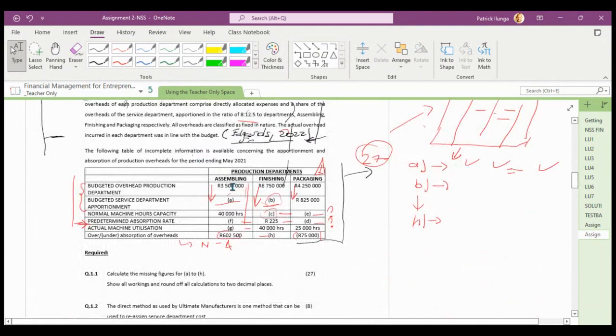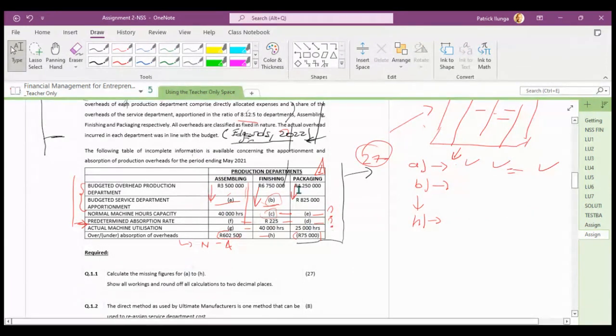Again, I say question one for assembling and finishing, very easy again. David, that will be quite easy. But I did say packaging here, be careful because there's two unknowns here, and it will require you to just use basic calculation that we've used in high school. But yeah, you have two unknowns.